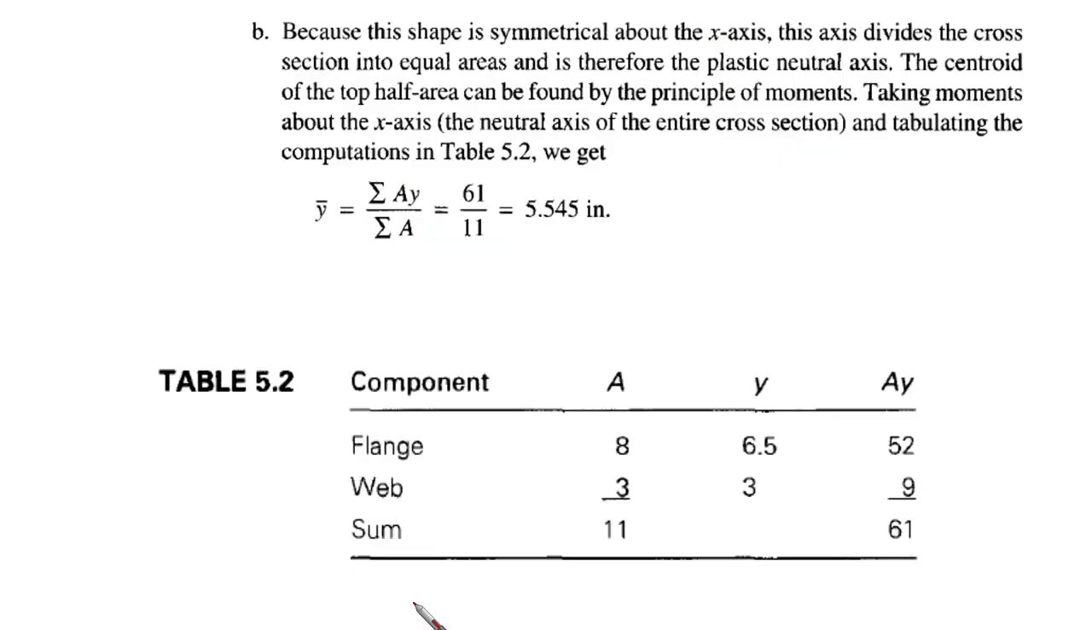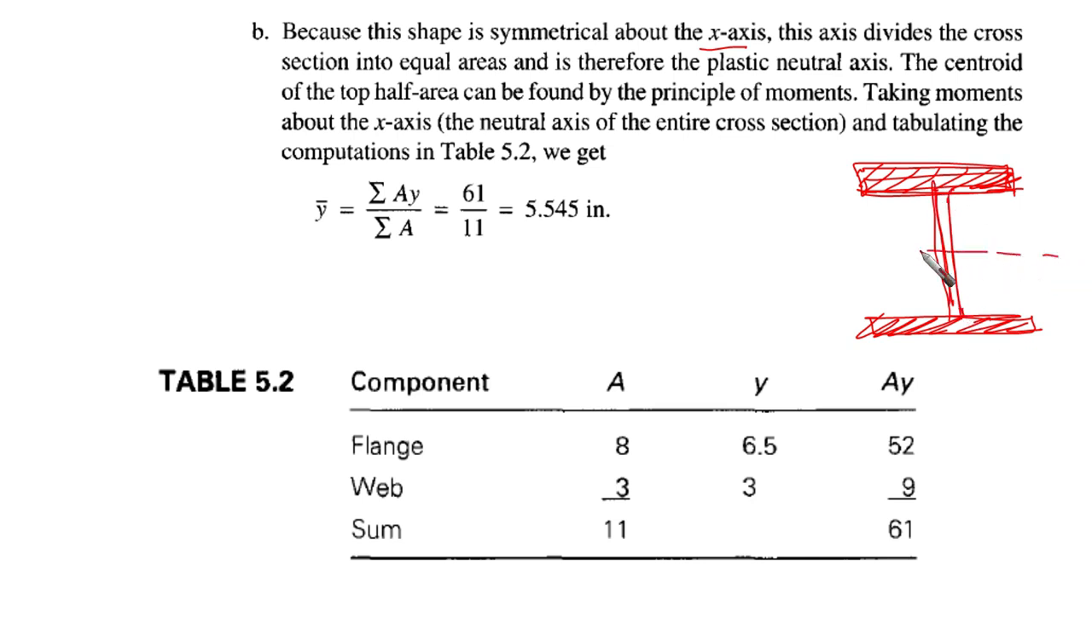Okay, now let's go to the second part. We want to do the same, but for the plastic moment. Because the shape is symmetric about the x-axis, as we said, for the plastic section modulus we're talking about areas that are going to be the same. So this axis divides the cross section into equal areas and is therefore the plastic neutral axis. We call it the plastic neutral axis.